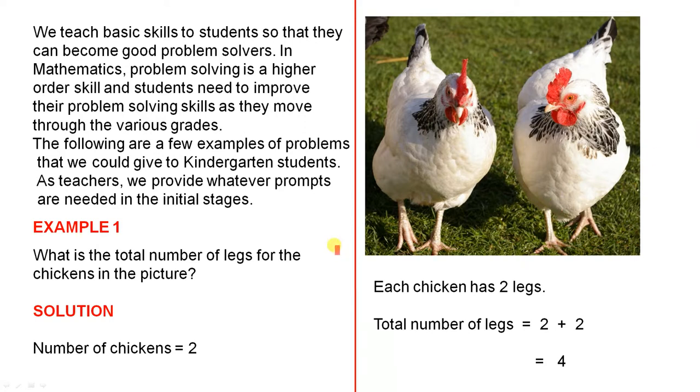Example 1. What is the total number of legs for the chickens in the picture? Now you teach students how to do the working, that is, how to set out the steps in a nice, easy and straightforward manner. The first thing they can write is the number of chickens equals 2. So here we are, there are our 2 chickens. You can teach them or remind them that each chicken has 2 legs. So each time you see a chicken, we have 2 legs there and 2 legs there. So the total number of legs is 2 plus 2 equals 4. So try and teach them how problem solving is a very logical process and they just follow the steps in a logical manner.